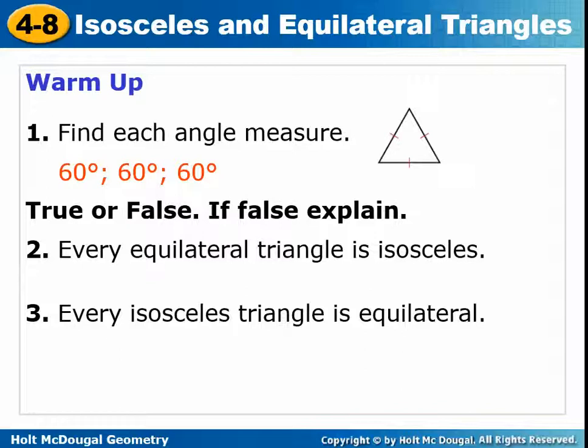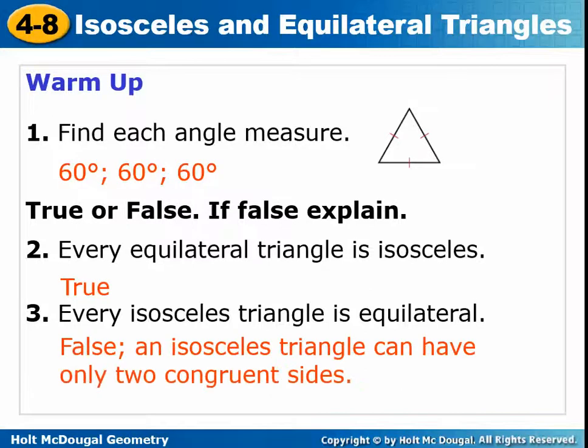Okay, number 2, every equilateral triangle is isosceles. Isosceles is defined as at least 2 sides are congruent, and an equilateral triangle has 3 sides congruent. So therefore, number 2 is true. But number 3 says every isosceles triangle is equilateral, and that's not true. You could draw a counterexample with 2 sides being congruent and the third side not being congruent. This is isosceles, but not equilateral.